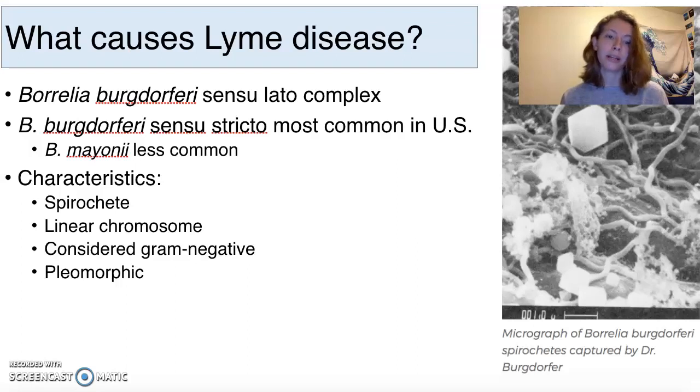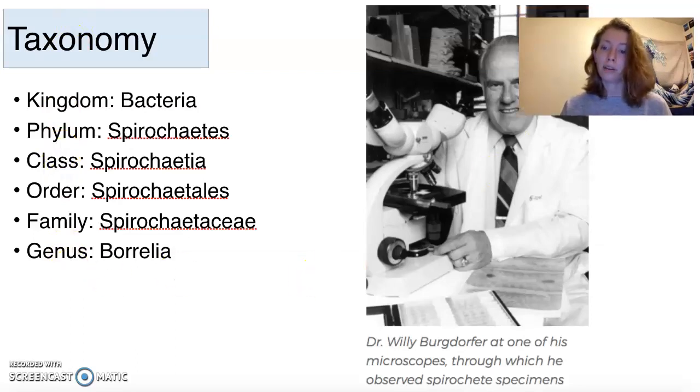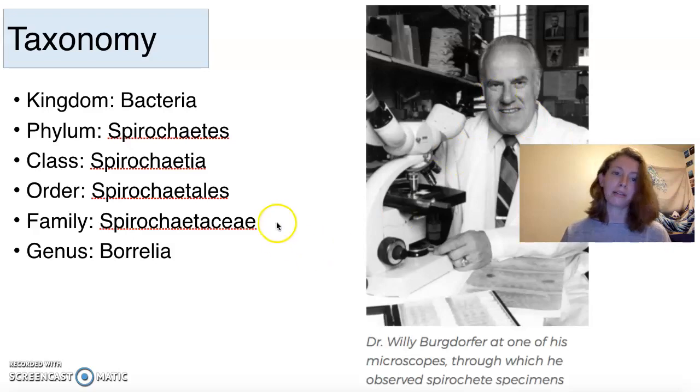So some characteristics of Borrelia burgdorferi. They're spirochetes, they have linear chromosomes, and they're considered gram-negative because of their bilipid structure. But they actually exhibit some characteristics that aren't common to other gram-negative bacteria. Like instead of having lipopolysaccharides, they actually have immunoreactive glycolipids. And also their flagella are not exterior. They are found in the periplasmic space between their two lipid layers. They're also highly pleomorphic, so they're able to adapt and change their morphology based on their environments. Here is some general taxonomy and also the doctor who was responsible for discovering the spirochetes. It's Dr. Burgdorfer.